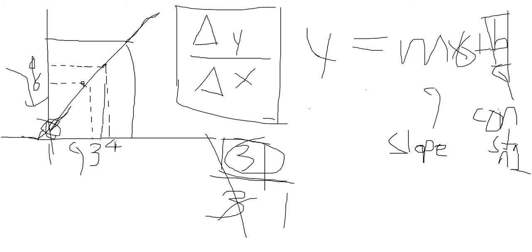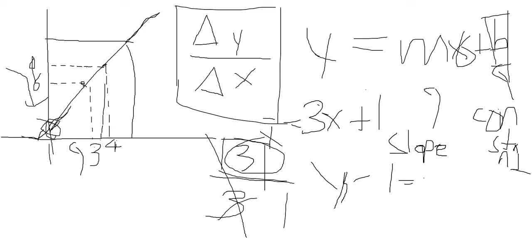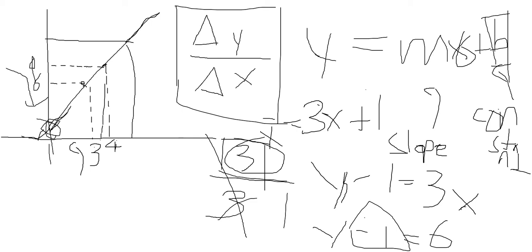The slope is 3, so it's pretty much 3x plus 1 equals y. So y minus 1 is 3x. If you want to be curious, if you plug in 2 to this equation as x, 6 is y minus 1. So y equals 7 if you just add the 1 back.